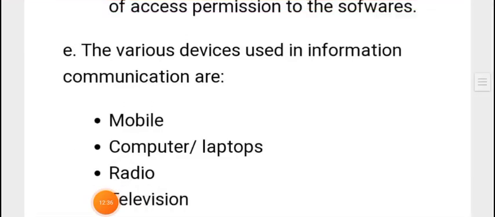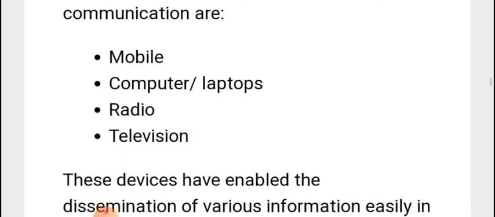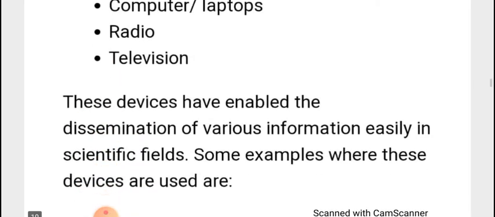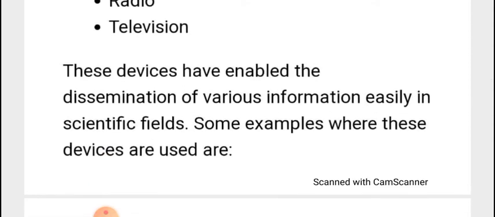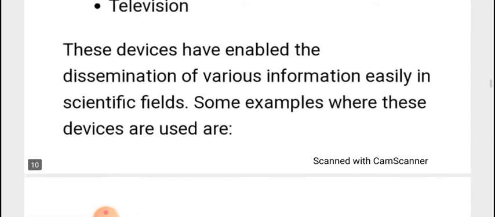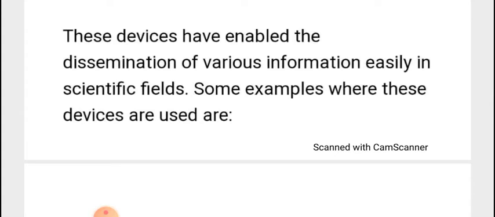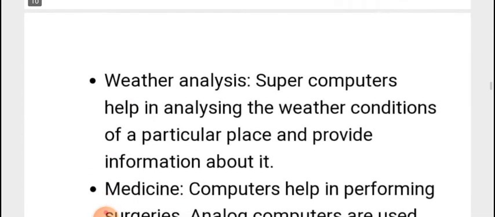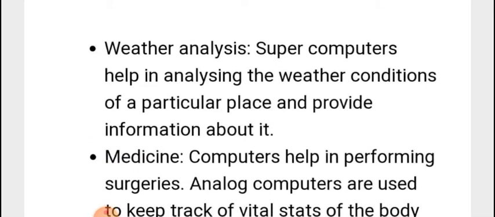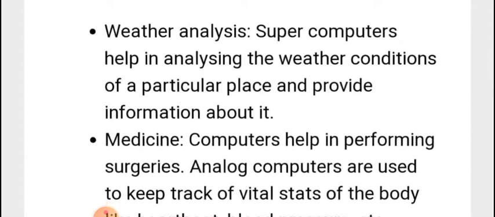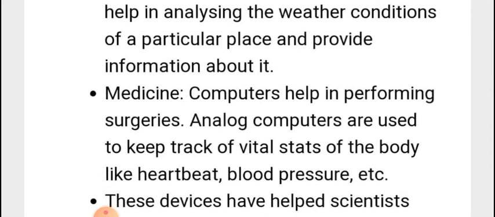Answer is, the various devices used in information communication are mobile, computer, laptops, radio, television. These devices have enabled the dissemination of various information easily in scientific fields. Some examples where these devices are used are weather analysis. Supercomputers help in analyzing the weather conditions of a particular place and provide information about it.